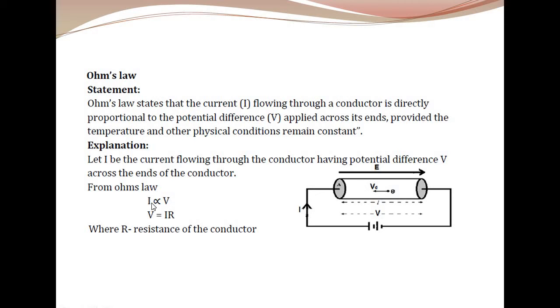So it can be written as I is proportional to V, so that current depends on the potential difference. So it can be written as V is equal to IR, where R is the resistance of the conductor. This statement we call Ohm's law: the current is directly proportional to the potential difference across the ends of the conductor.